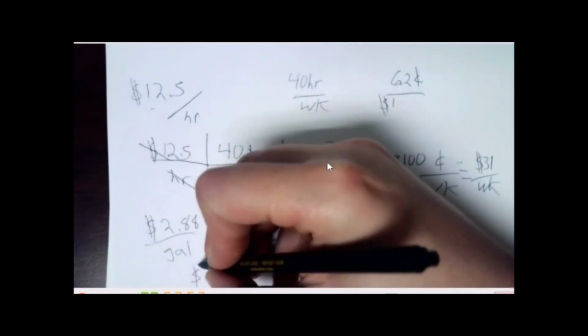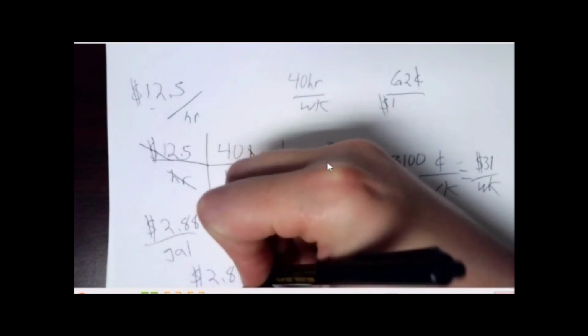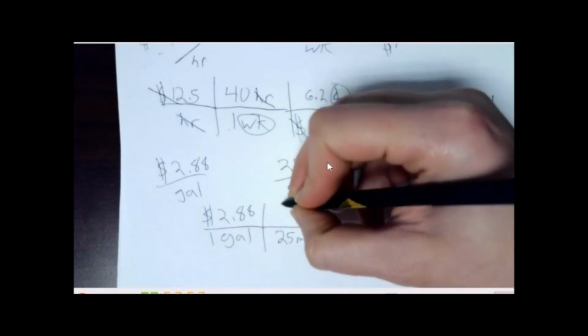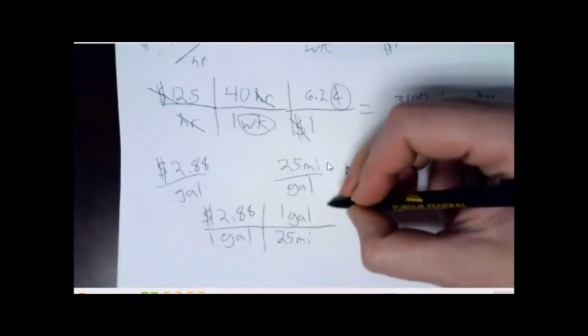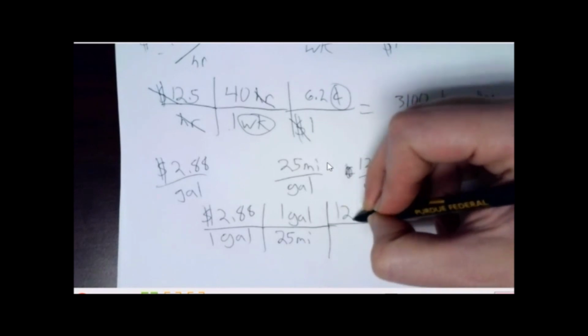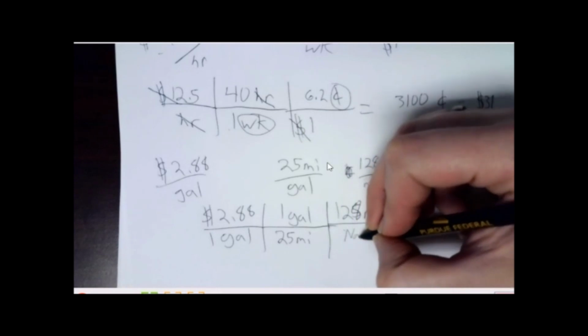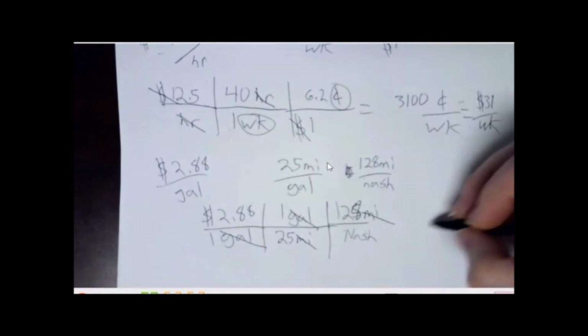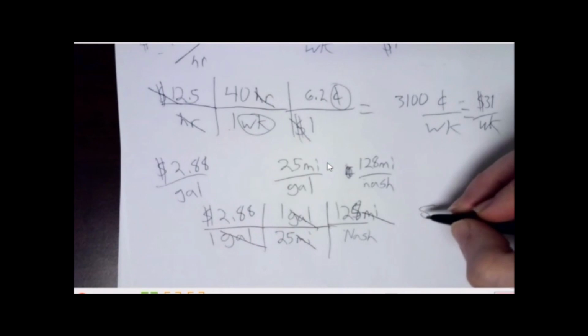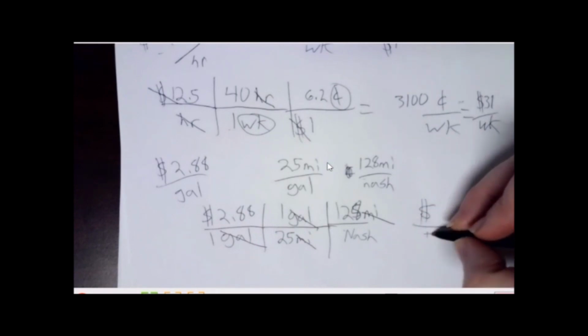So we have our $2.88 per gallon. Now here's where I switch this around. I have 25 miles in 1 gallon. And I have 128 miles to go to Nashville. So gallon, miles. And so it would have the cost to Nashville.